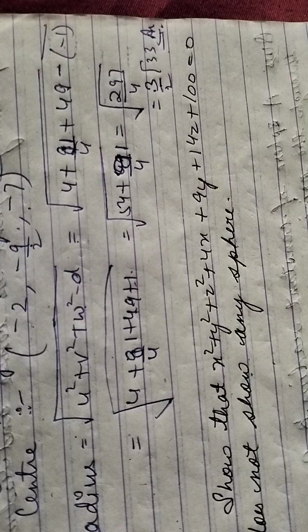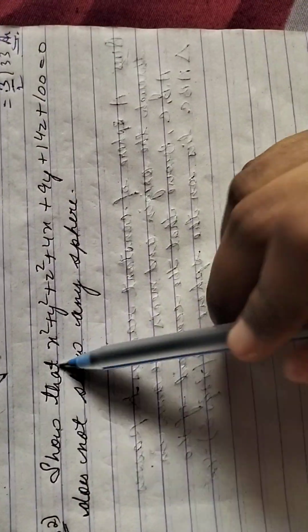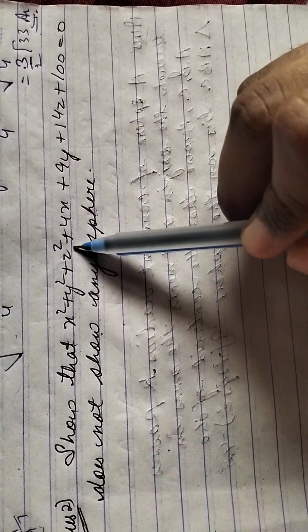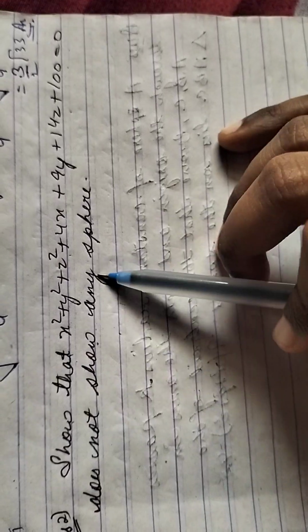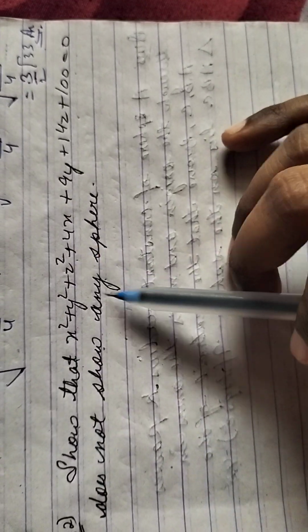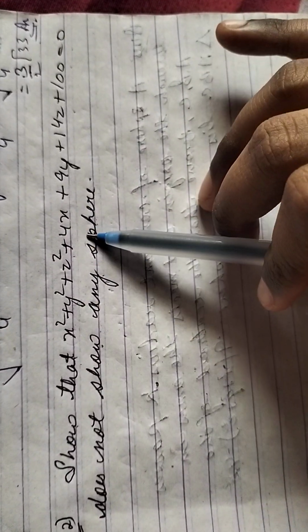Now comes the next question. Show that x square plus y square plus z square plus 4x plus 9y plus 14z plus 100 is equal to 0 does not show any sphere. So what we have to do is check whether this is the equation of a sphere or not. So first thing we have to do is copy the equation.